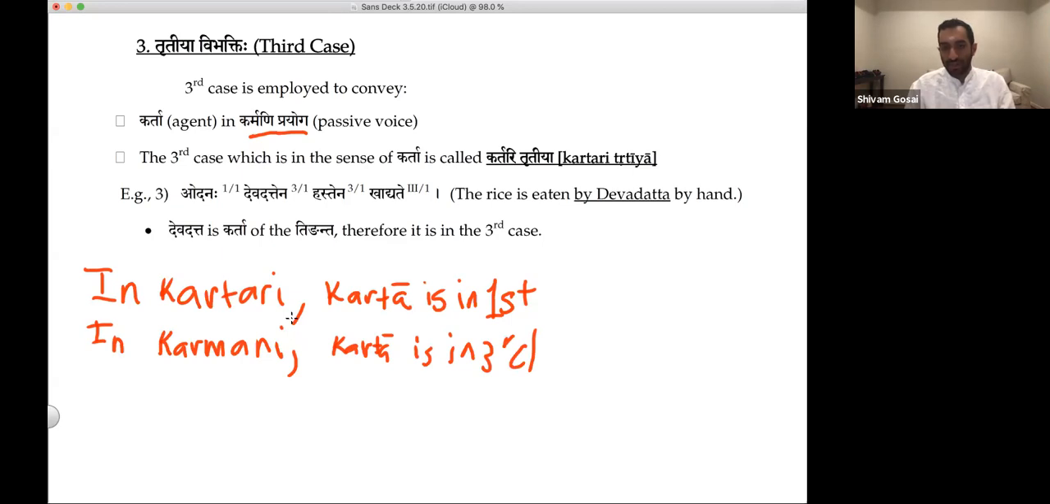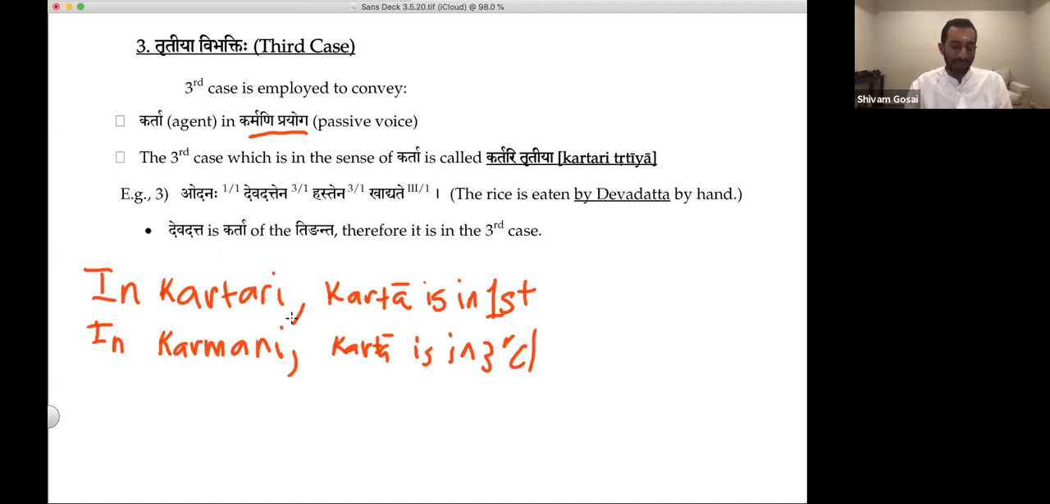So it's really important to note which prayoga are we in? Are we in active voice or passive voice? With that, what the karta is will change. So in kartari prayoga, karta is in first case. In karmani prayoga, first case will be karma, right? First case will be karma in karmani prayoga, and the third case will be the karta.